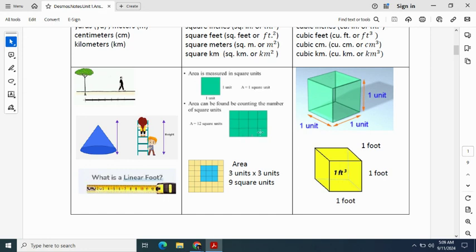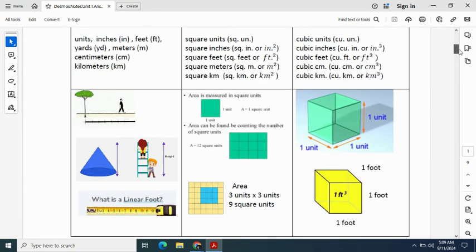And honestly, a faster way would be you count, there's 4 across, 3 up, right? The length is 4, the width is 3. 4 times 3 is 12. This has an area of 12 square units. And look at the example here. This blue square is a 3 by 3, 3 units by 3 units. 3 times 3 is 9. Units times units is units squared, or square units.